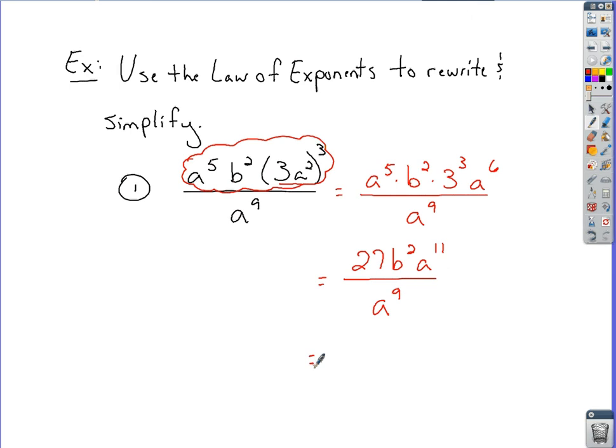The only thing we can really divide here are these a's, and when we divide with like bases, we're subtracting those exponents, so we'd have 27. If I try to go in alphabetical order here, it'd be a to the, subtracting those exponents, the second, and then b to the second. You're down to one variable of each type. You know you've got it simplified now.